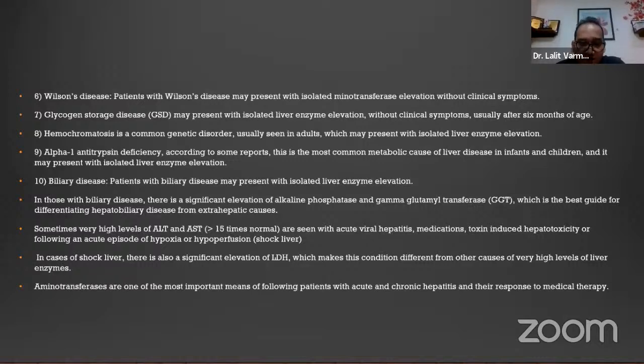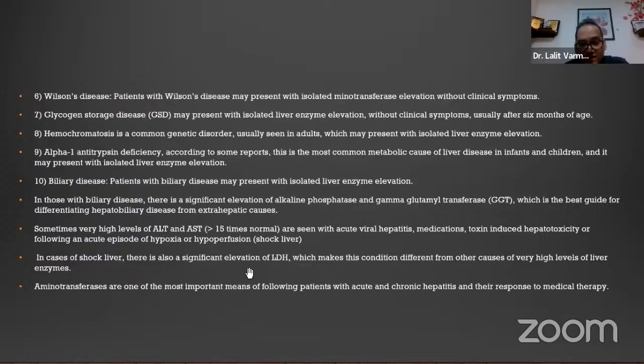Sometimes very high levels of ALT and AST, more than 15 times, are seen in acute viral hepatitis, medication-induced toxicity, toxins that we spoke about, hypoxia or hypoperfusion due to shock. It can be cardiogenic or any other. In cases of liver shock, there is also a significant elevation of LDH. That's where the LDH comes into the picture.